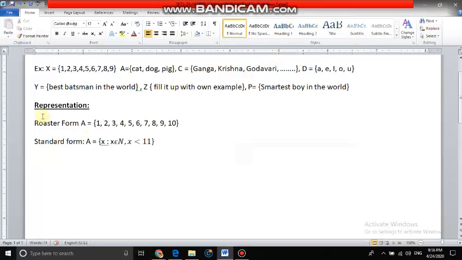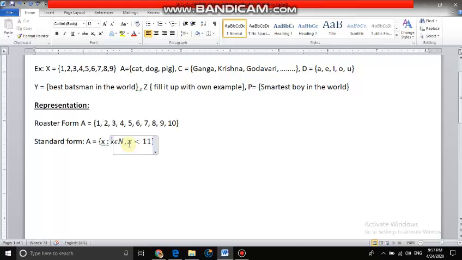So now we discuss the representation of sets in two forms, roster form and standard form. In the roster form, we write all the numbers separately, and in the standard form, we use the set notation. Here I use the word belongs to, this symbol. So x belongs to N means x is an element of N. Capital N means natural numbers. So x belongs to the natural numbers, and what is the restriction on x?